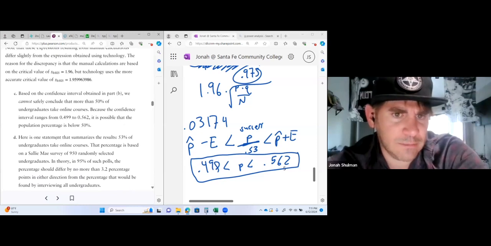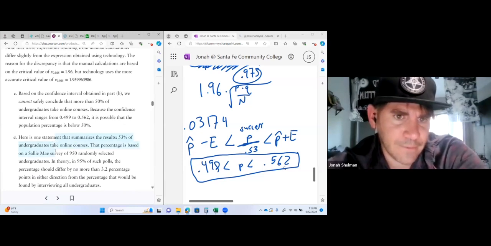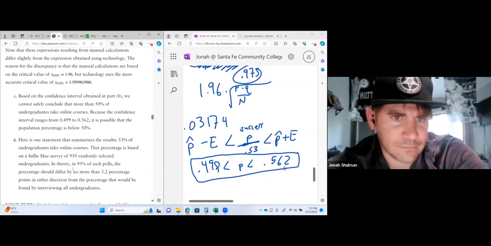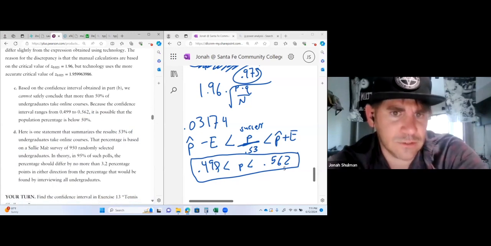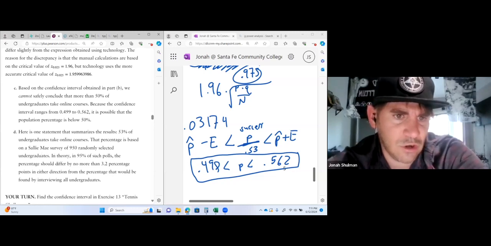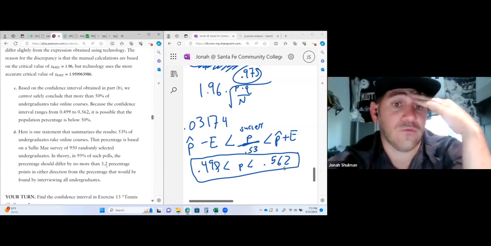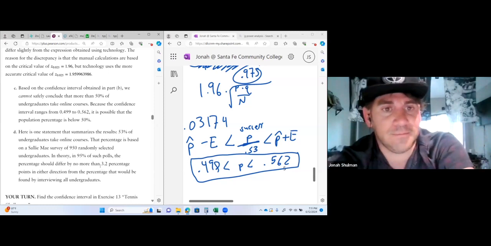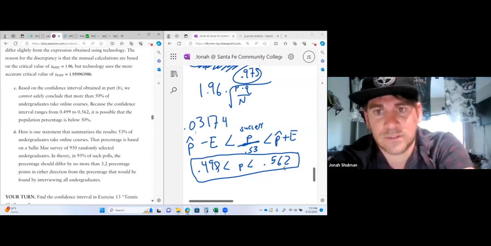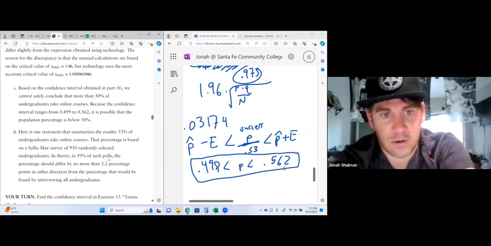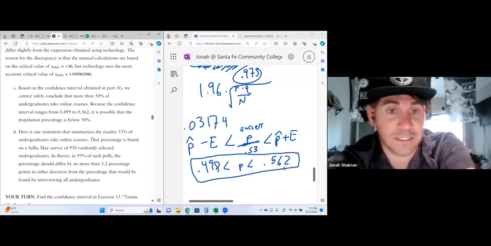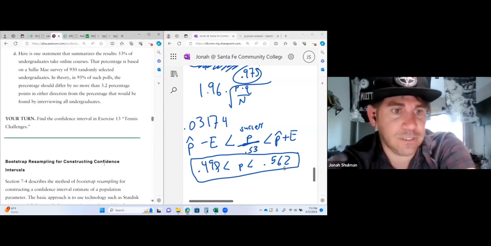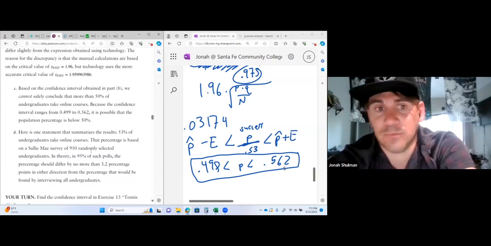And here is one statement that summarizes results. 53% of undergraduates take online courses. The percentage based on this selected sample, in theory, in 95% of such polls, the percentage should differ by no more than 3.2 percentage points in either direction. That would be found in both. Nice. So this is the value. This is how off we could be. That's our error. We're saying 53% plus or minus 3.2%. So it's pretty close to 50%. I don't like to say, but I'm human.